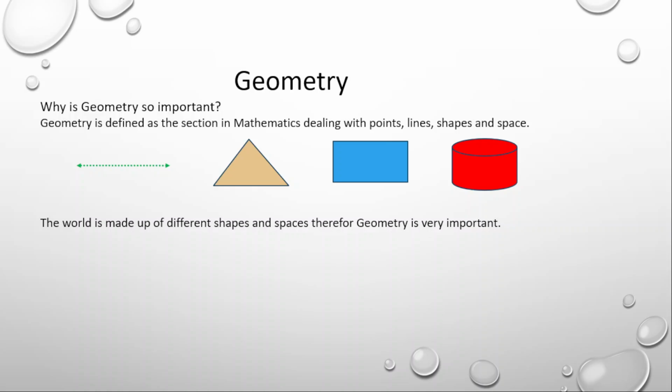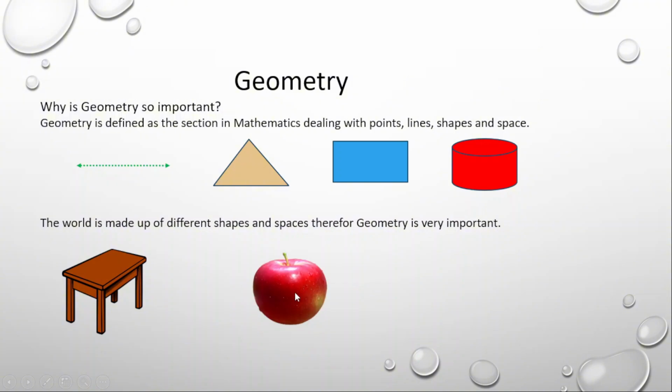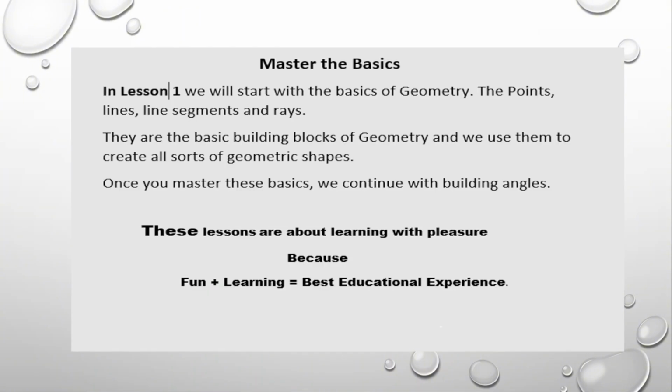Now the world is made up of different shapes and spaces, therefore geometry is also very important, and we have a few examples here. There we have a table and you can see immediately a rectangle there. There we have an apple, a round sphere, and there we have a book, and again we see a shape there. So it also actually helps us to understand the measurements and relationships of lines, angles, surfaces and solids in everyday life. Right, okay, now we are going to master the basics in our first lesson.